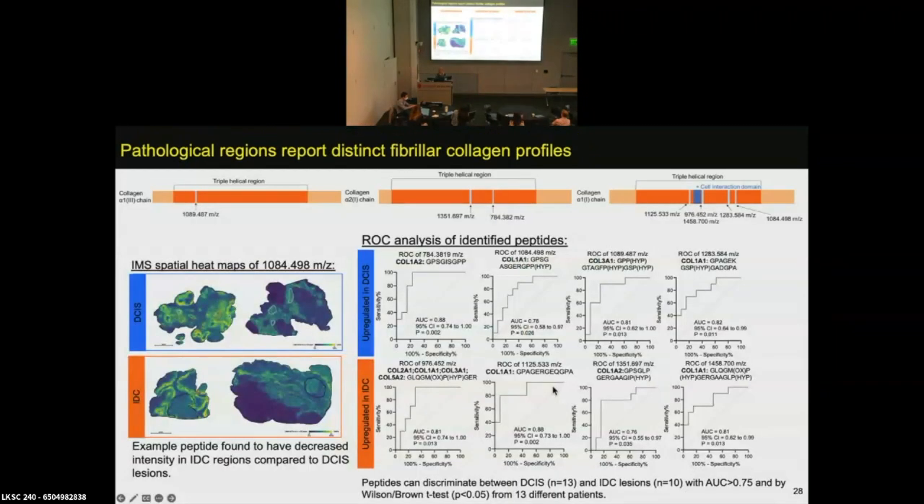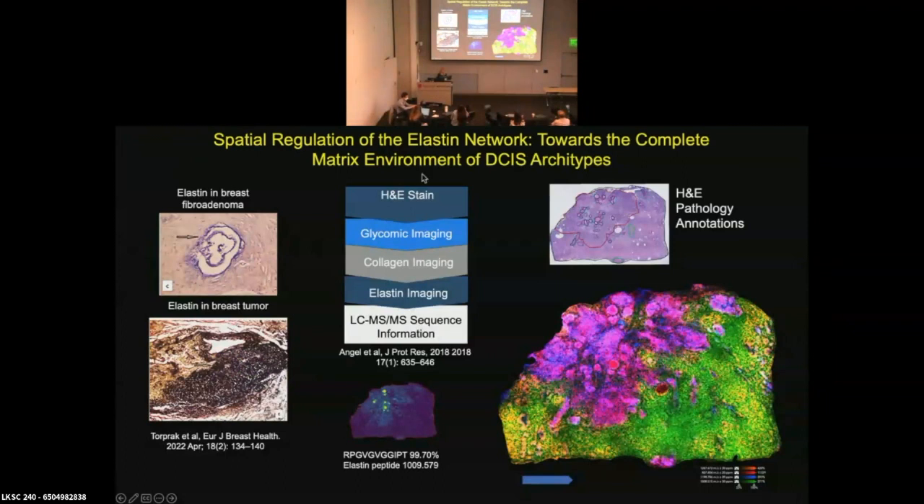So that's some of the interesting information. But what Taylor has done really is gone through and looked at the sensitivity and specificity of distinguishing between IDC and DCIS, and she's found a number of different peptides there. She's also taken knowledge and literature of elastin in breast fibroadenomas and in breast tumors, and she's used elastase to look at the structure of elastin. And it turns out that elastin is really specific about determining the different types of lesions.